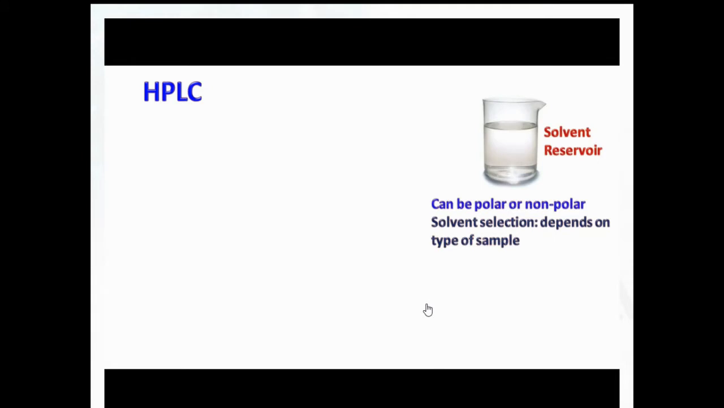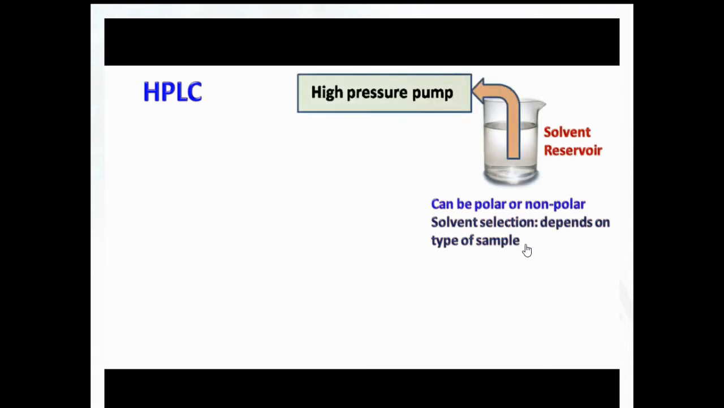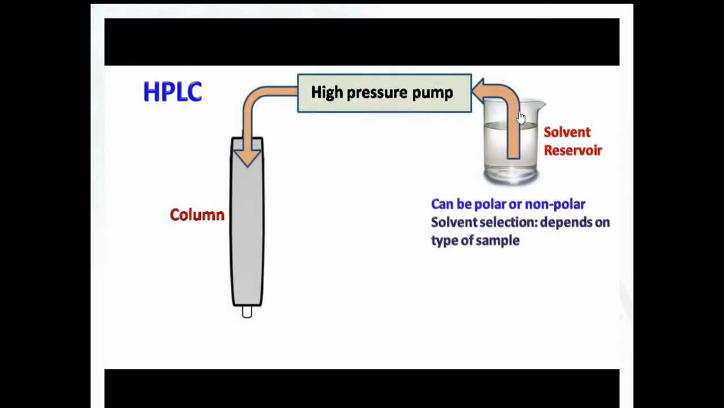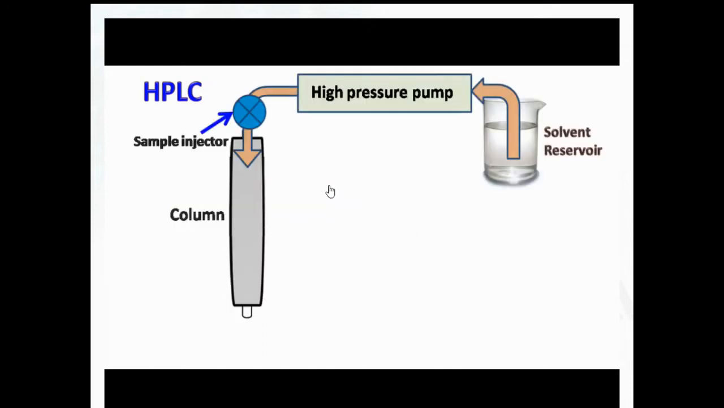Then the mobile phase. Mobile phases are stored in the solvent reservoir. They may be polar or non-polar. Solvent selection again depends on the type of the sample. The solvent may be a single solvent, or you can take a mixture of solvents. Now the solvent is sucked by this high pressure pump and injected into the column. Before injecting, as I said, there will be a sample injector where we can inject the sample.